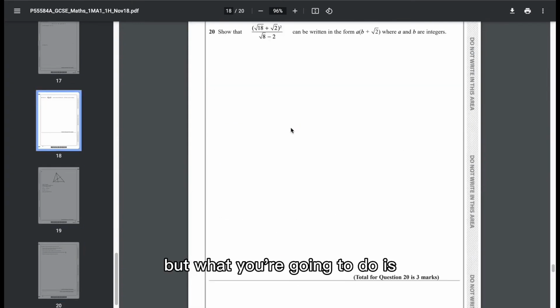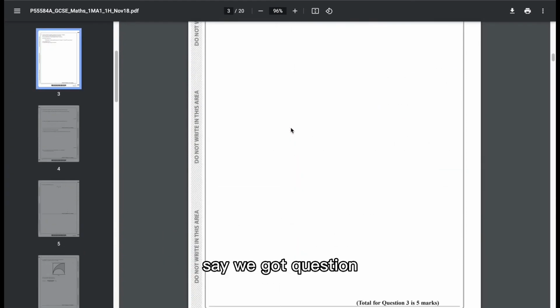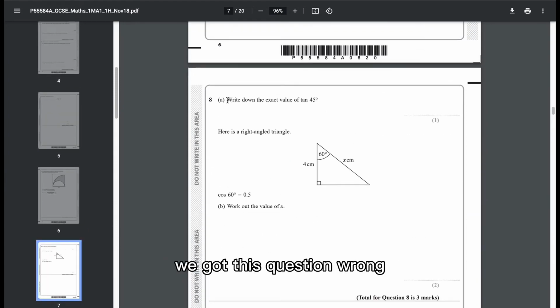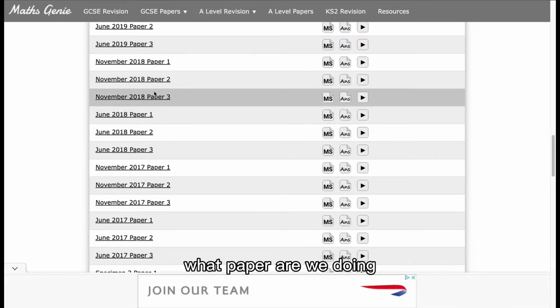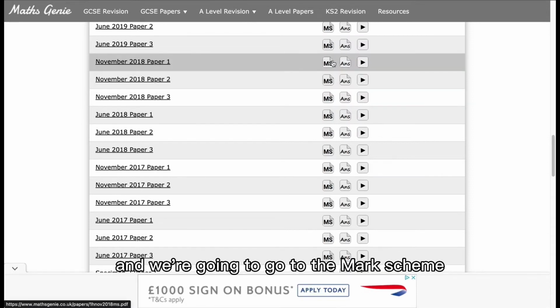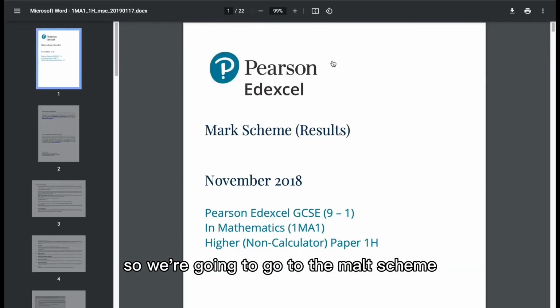But what you're going to do in particular: say you got a question wrong, let's go for something over here. Say you don't know what the topic is. You're looking at number 8 and you don't know what the topic is. So what do you do? You go back, and what paper were we doing? We were doing the November 2018 paper 1, and we're going to go to the mark scheme.